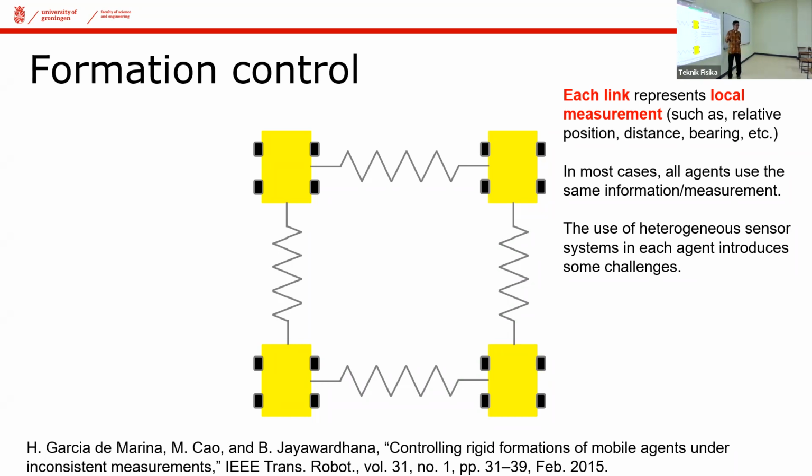Now, in most cases in the formation control problem, we typically start from a simple problem formulation. The simplest one, in this case, is that every agent uses the same type of information. So if one agent is using distance measurements, then the other agent is also using distance measurements. So that's the typical setup. The use of heterogeneous sensor systems poses additional challenges, and that will be covered in the last part of today's lecture. And that is not a trivial problem.